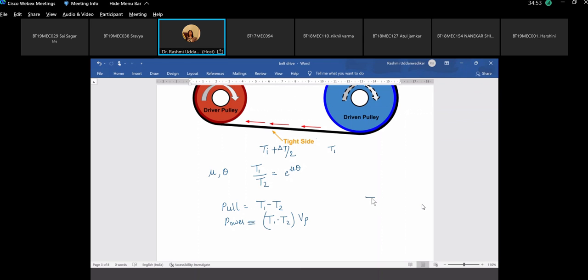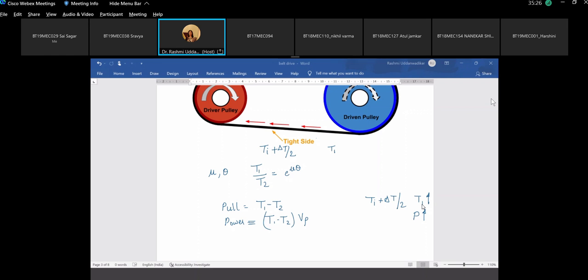So can you go on increasing this T1 to any extent? Because with the increase in T1, power also increases. Or is there some limitation to this, to what is the maximum value of T1? What do you say? No. There is no limitation. You can increase the value of T1 to any extent.